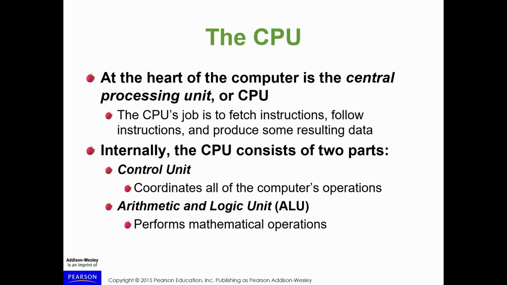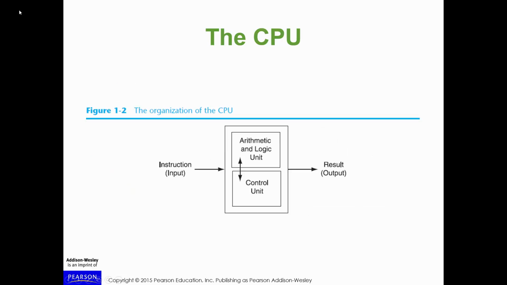So the CPU is kind of the brain of the computer. Again, I don't want to read this to you. You can see what it is. The CPU consists of the control unit and the arithmetic and logic unit. The ALU, as mentioned there, performs all of the computer's mathematical operations. The control unit is kind of like a conductor. It coordinates all the operations of the computer.